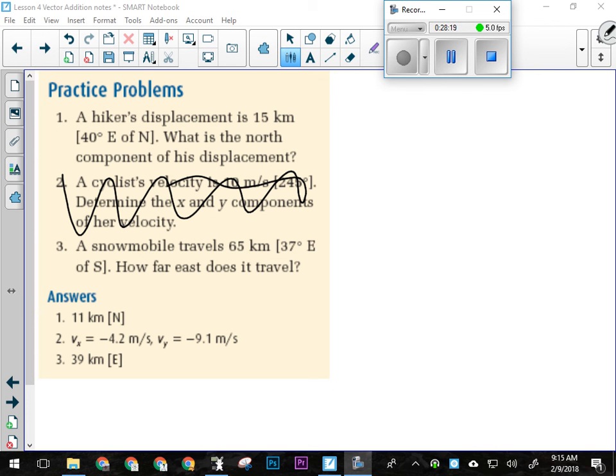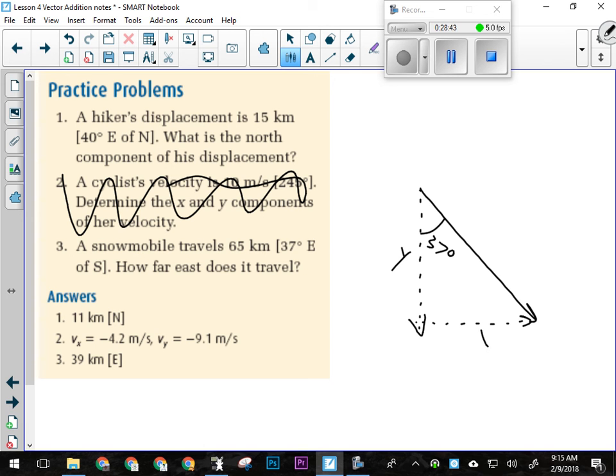We've got a snowmobile that travels 65 kilometers at 37 degrees east of south. I always use the second direction as my reference direction. So I'm going to draw a line that's due south, and then I'm going to go 37 degrees east of it. All right, so this will be my y component. That'll be my x component.